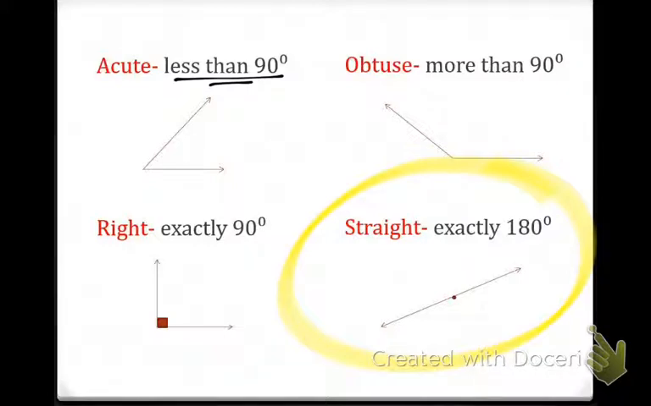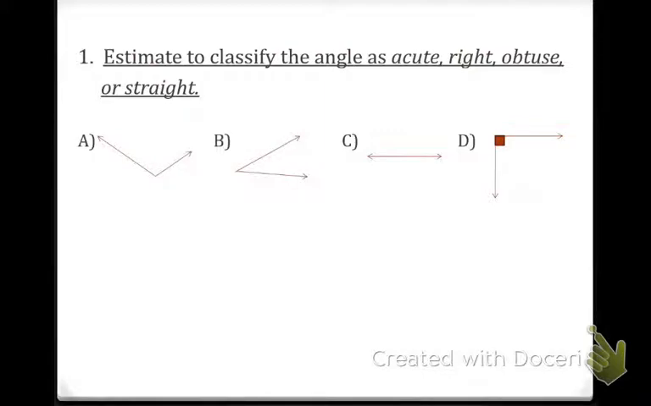How many degrees is a straight angle? 180 degrees. When we talk about other kinds of angles here in a bit, you're going to want to remember that a straight angle is 180 degrees. So looking at these real quick, estimate to classify the angle as to whether or not it's acute, right, obtuse, or straight. Emma, what is the first one?